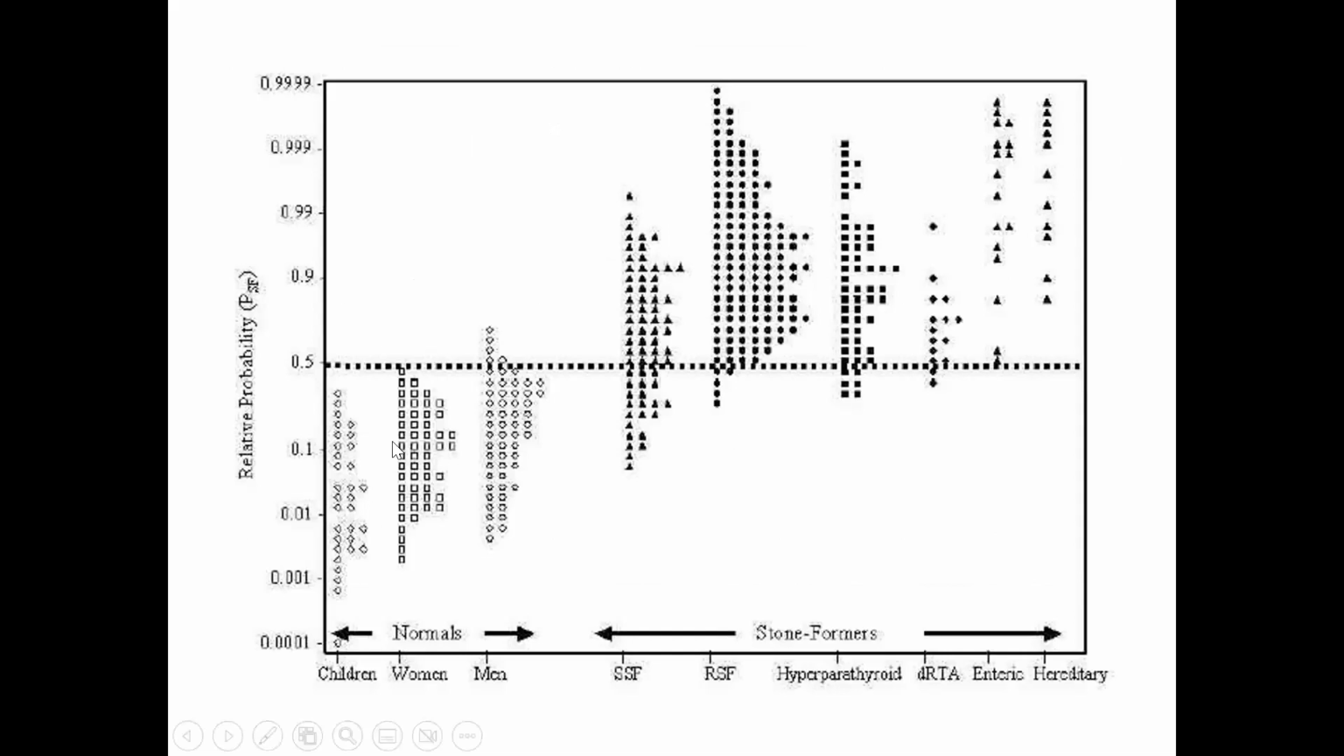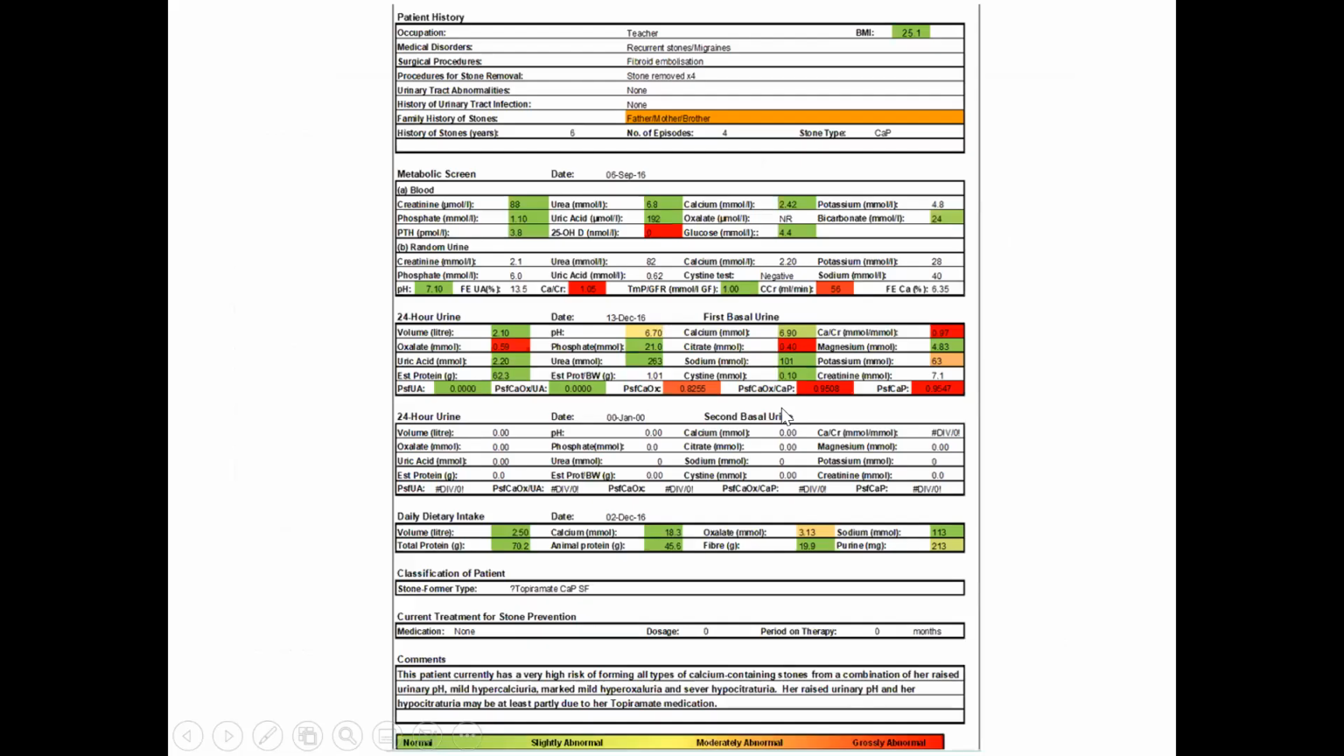Here you can see the cutoff is 0.5. The light-colored ones are the normal population, and the dark ones are the stone formers. For the non-stone formers, the probability risk is lower than 0.5, and for the stone formers, it's higher than 0.5. I'm not sure you can clearly see this one. This is a bit crowded.